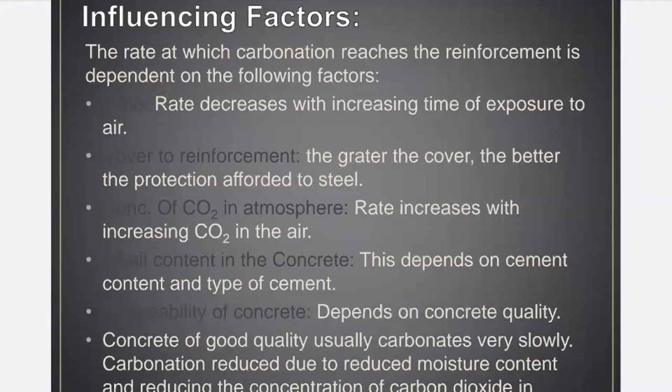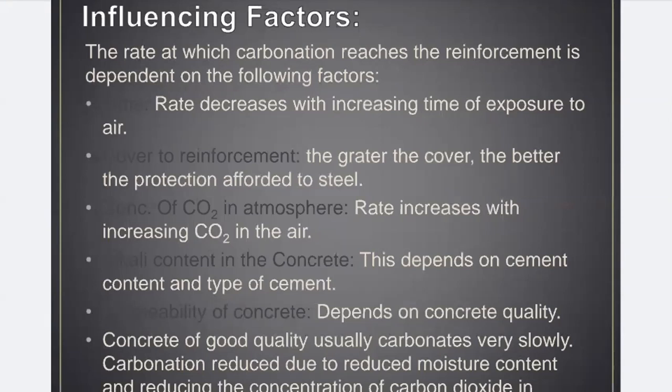Pier and abutment are subjected to a cover of up to 80 mm or more, depending upon your design or construction technique. Now, the concentration of CO2 in the atmosphere: the rate increases with increasing CO2 in the air. Alkali content in the concrete. These are the influencing factors we are seeing. This depends upon the cement content and type of cement.